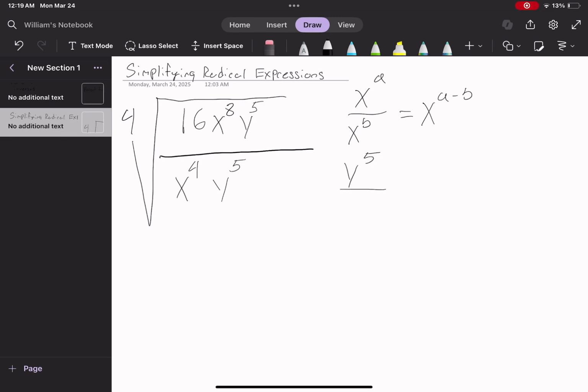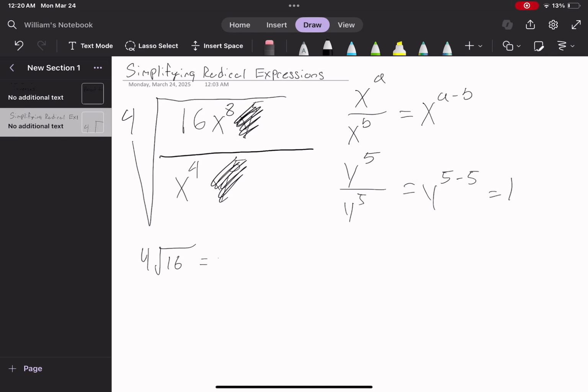So we do realize that our y's have the same exponent. So this makes it really easy to get rid of them. It'll just be y to the power of 5 minus 5, which is just equal to 1. And so they cancel out. And we really could have canceled them out from the start, because they have the same base and the same exponent.